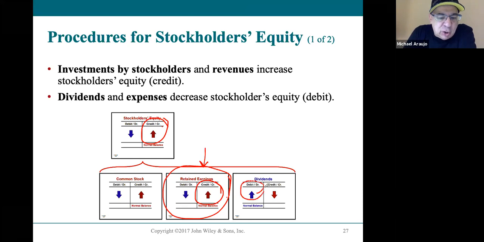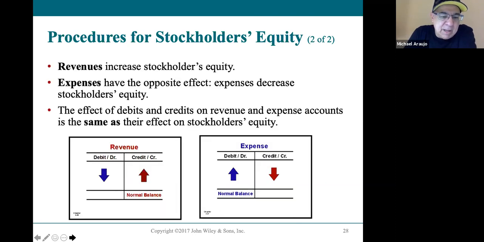So dividends are shown on the debit side of the account because the more dividends we have, the less retained earnings we have. And the same is true with expenses. Expenses work the same way as dividends. The more expenses that we have, the less retained earnings we have. Because in essence, they both take away from the profits of the company. So again, this is what shows here. Revenue is where the profit is. Revenue ultimately gives us net income, which is ultimately added to retained earnings.